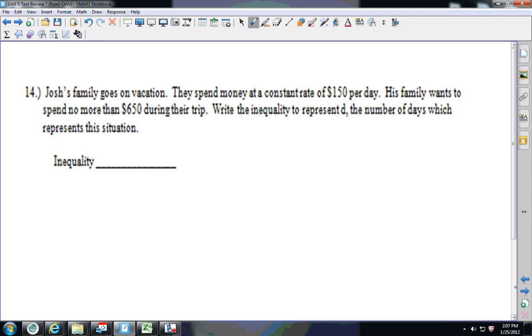Josh's family goes on vacation. They want us to write the inequality. They spend money at a constant rate of $150 per day. His family wants to spend no more than $650 on their trip. Okay, so we have $150 per day. No more than is less than or equal to 650. There's our inequality.